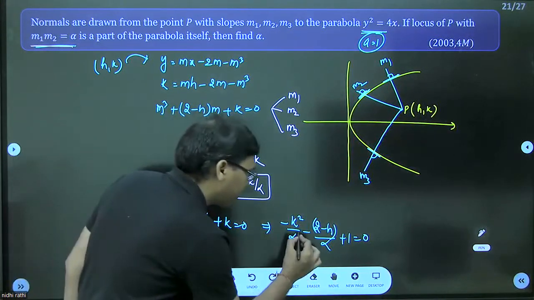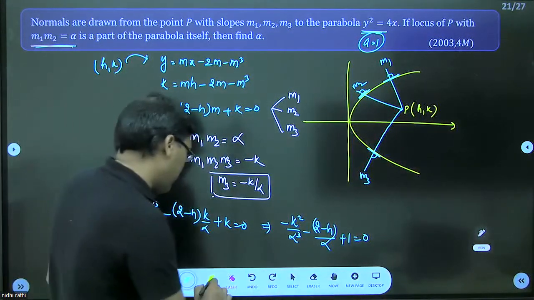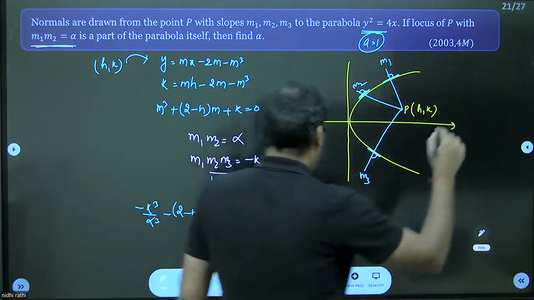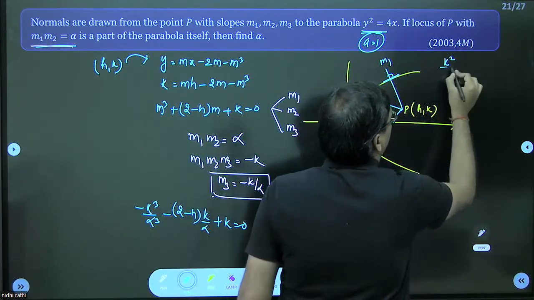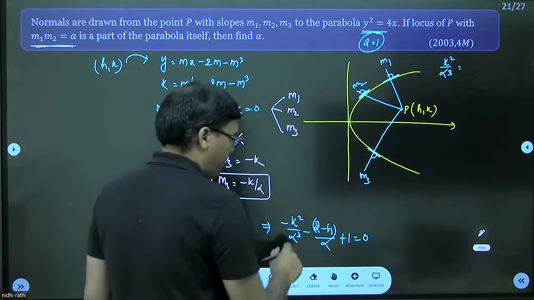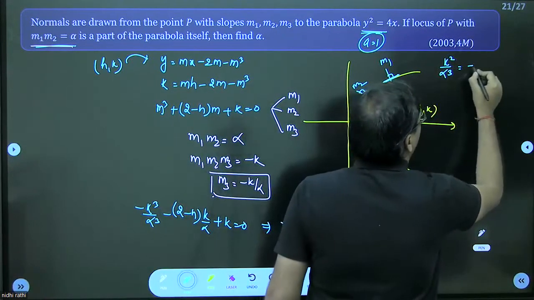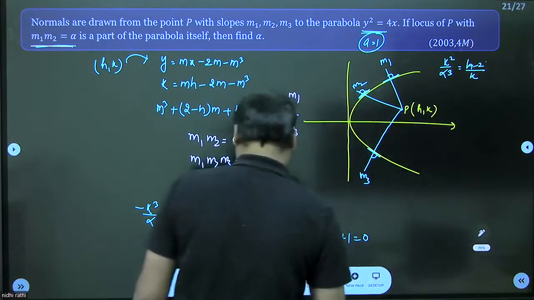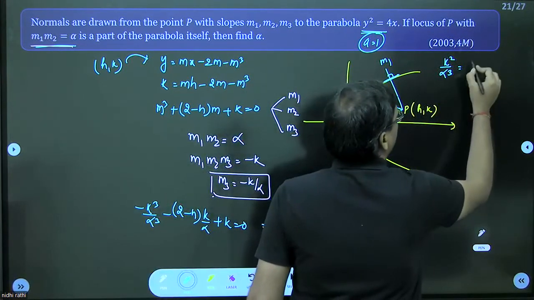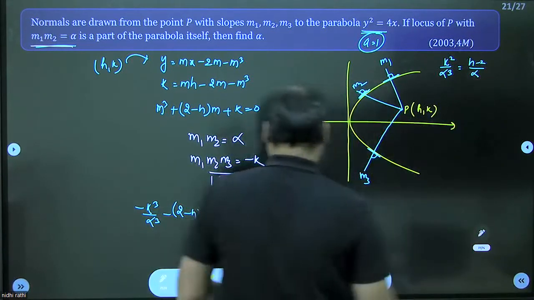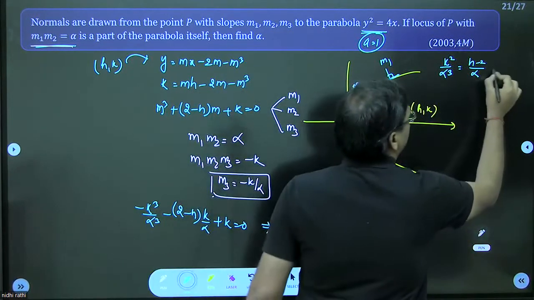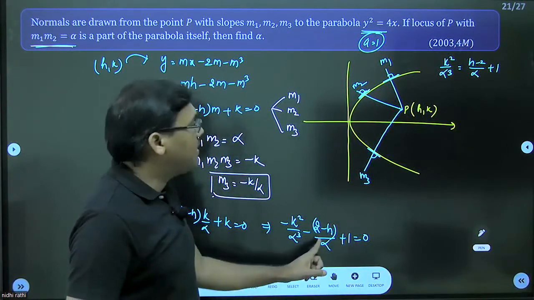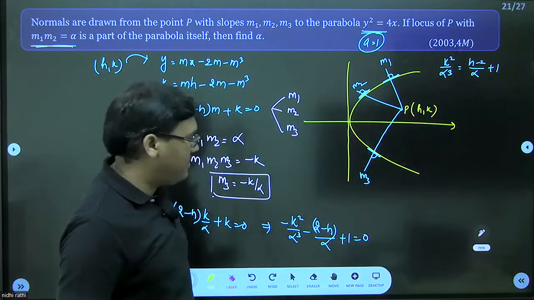This is alpha cube. Now see, if I just arrange this, so let me arrange this. This is k square by alpha cube. K square by alpha cube is equal to h minus 2 by k. Sorry, h minus 2 by alpha. H minus 2 by alpha, right? Plus 1. Everyone check this step. I have just taken this on this side and arranged this. This negative sign I have taken inside this, right?